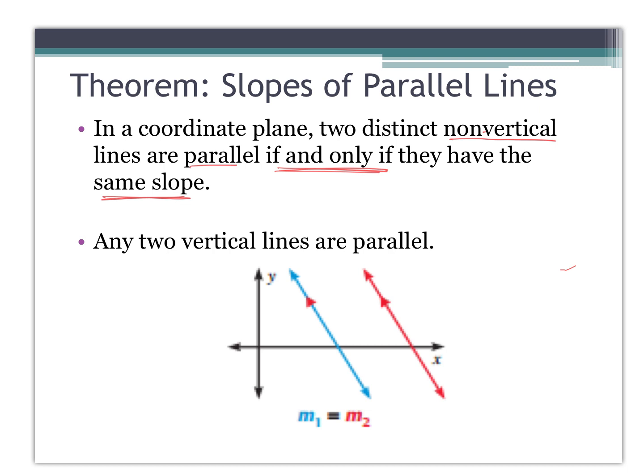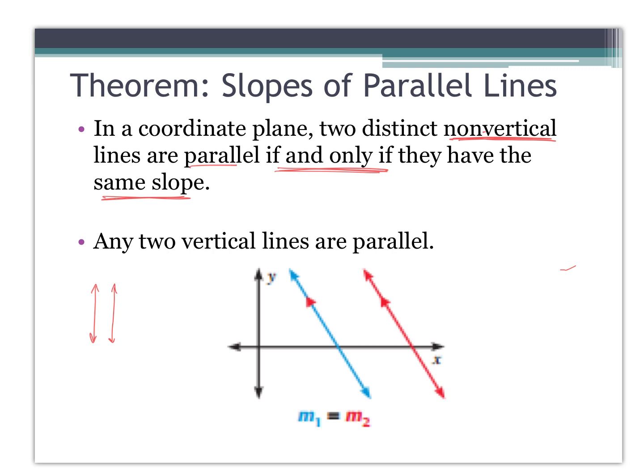Any two vertical lines are parallel. So again, in non-vertical lines, you need to prove the slopes are the same. But anytime you have two vertical lines, you know that they are parallel. Both of them have an undefined slope, so I can't say their slopes are the same, but I know that they're parallel.